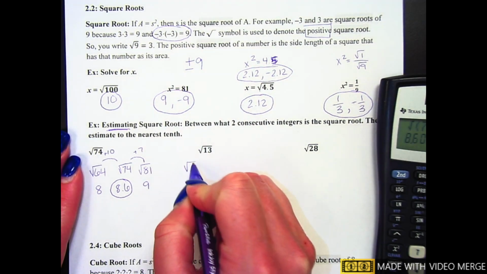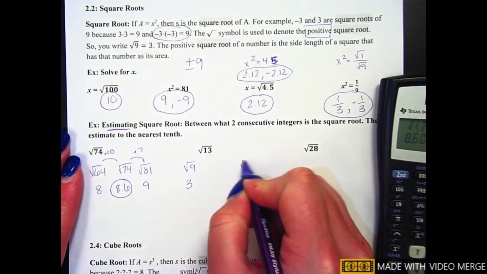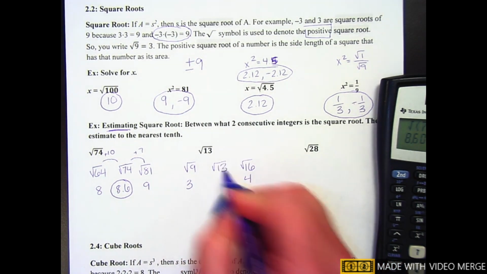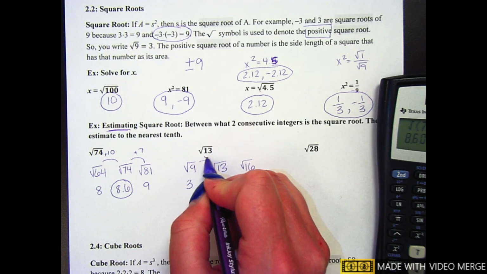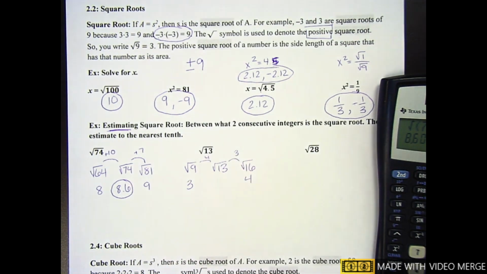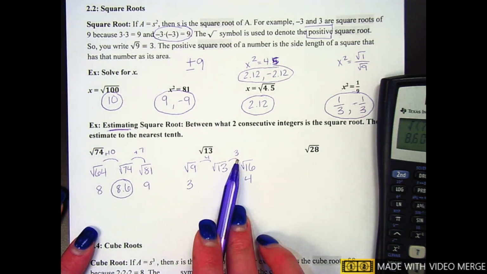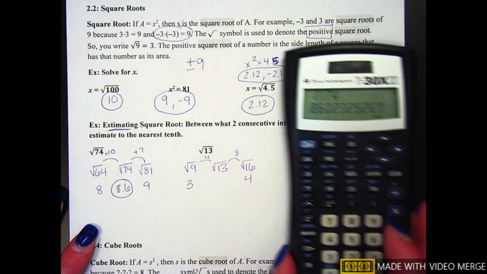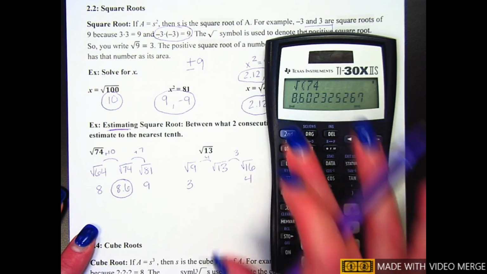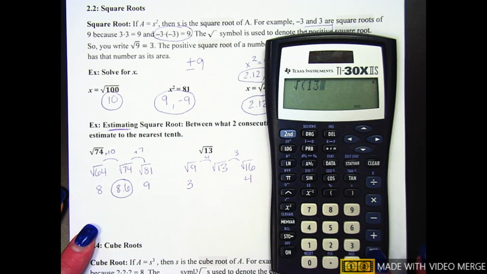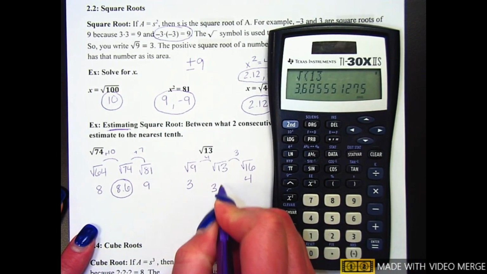So I'm going to write my work: the square root of 9 is 3, the square root of 16 is 4. My square root of 13 is only 4 away from 9, and it's only 3 away from 16. Just like last time, it's pretty close to the middle, but it is slightly closer to the right, so I'm going to guess higher than 3.5. I'm going to guess 3.6. Let's double check. Second square root of 13. Perfect, 3.6.